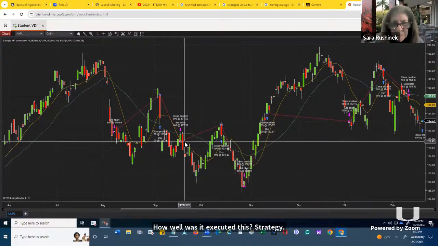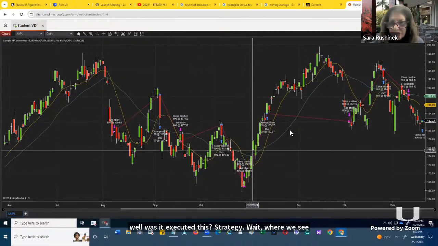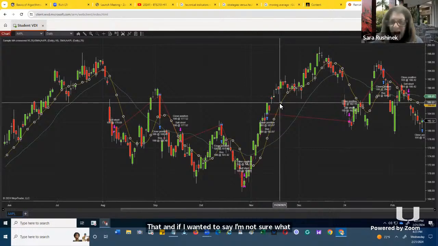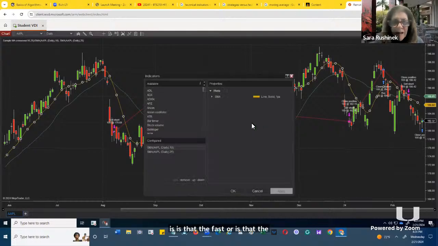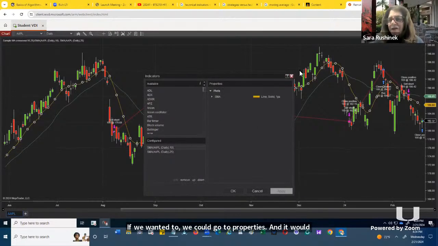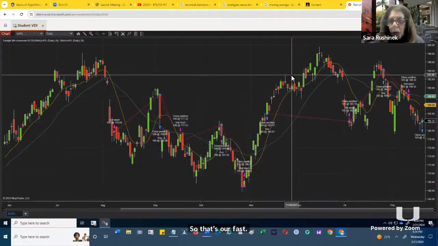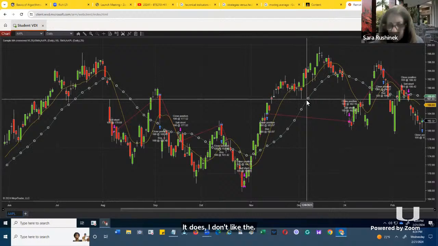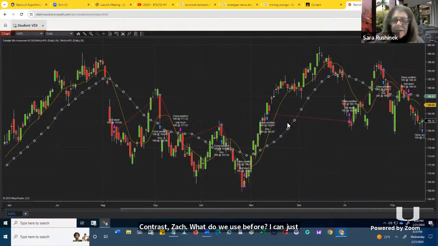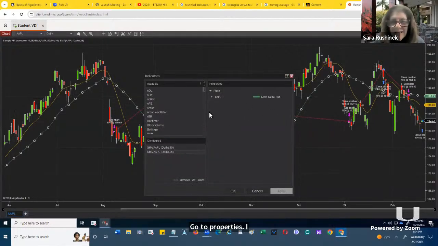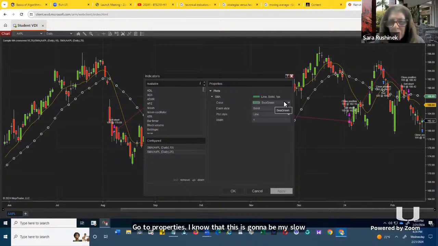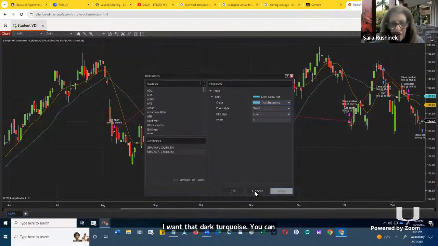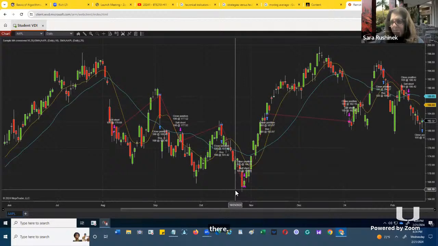Where we see we have the gold. And if I wanted to say, I'm not sure what that gold is, is that the fast or is that the slow? If we wanted to, we could go to properties and it would tell us that's 10 days. So that's our fast. If we wanted, see this little green, I don't like the contrast, Zach. What did we use before? I can just right click, go to properties. I know that this is going to be my slow. Instead of the green, I want that dark turquoise. You can make the differences there. It doesn't really matter, but don't you see it better? Yeah. Zach?